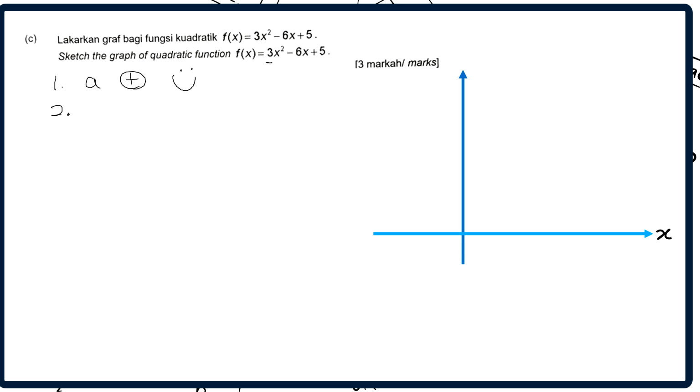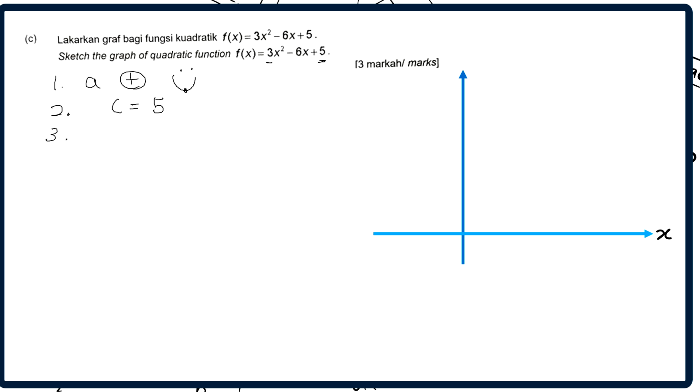Step 2 is to find the y-intercept. The y-intercept is c. So we can see in the general form, it is the third number. So 5 is the y-intercept. Step 3, we find the maximum or minimum point. So we can see the shape of the graph is a U-shape. So for a U-shape, we get the minimum point.